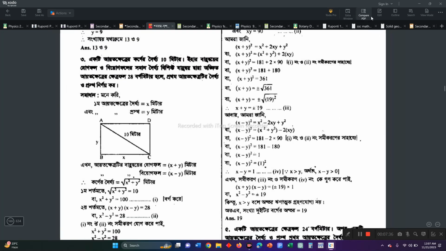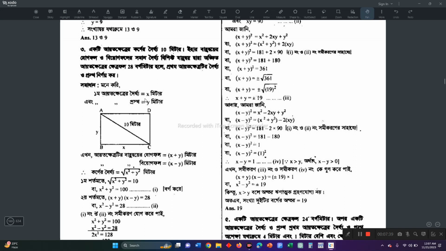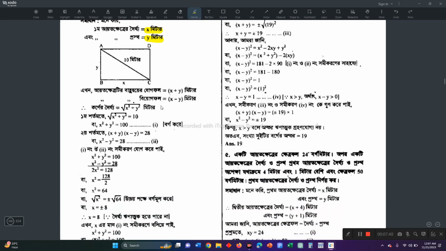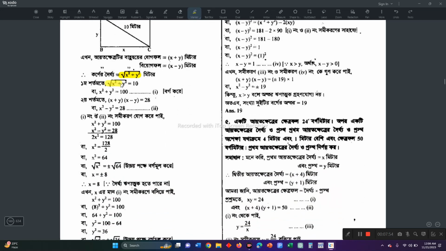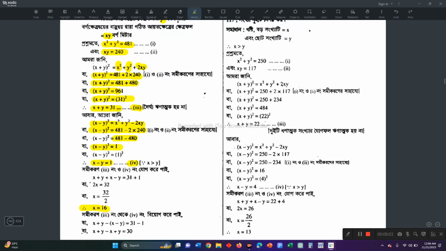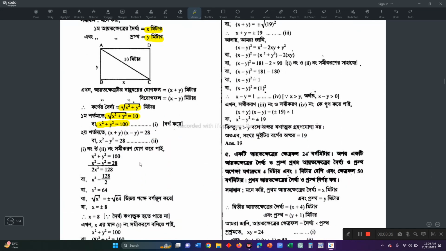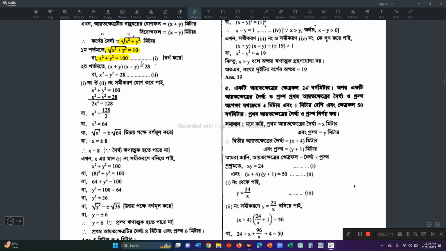Okay, so according to the question, let the length of the first rectangle be x, and the breadth of the first rectangle be y. So the diagonal will be root over x square plus y square. According to the question, root over x square plus y square is equal to 10. Now if we square this, we will get x square plus y square is equal to 100. As we previously saw, when we got x plus y, we needed the value for x minus y. Here the same procedure will be followed: as we got the value for x square plus y square, now we need the value for x square minus y square.